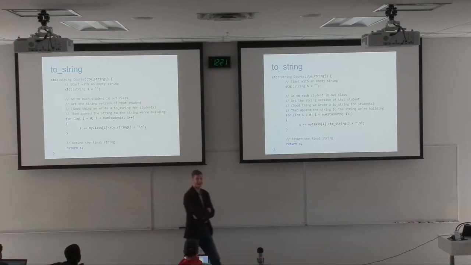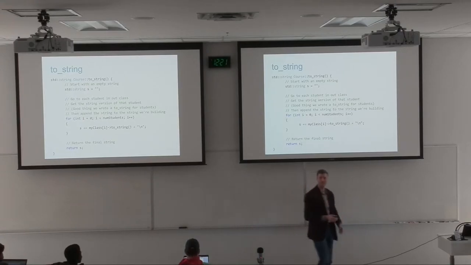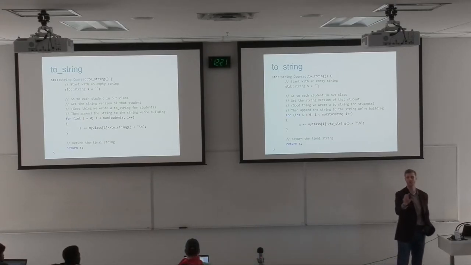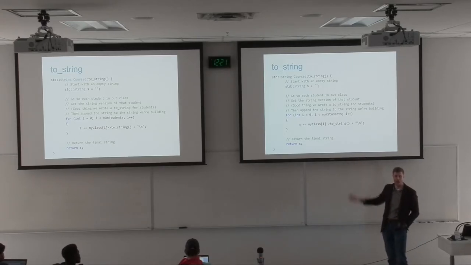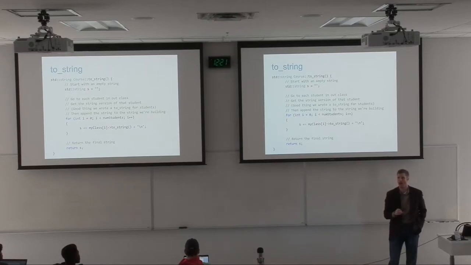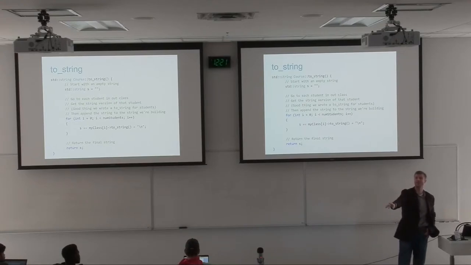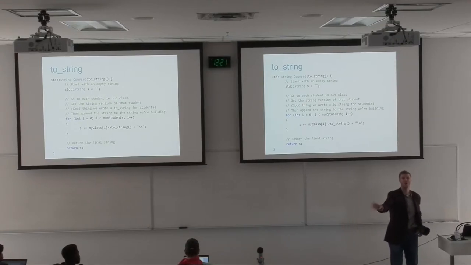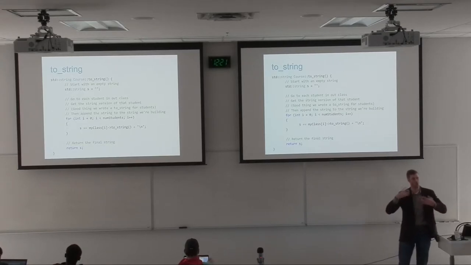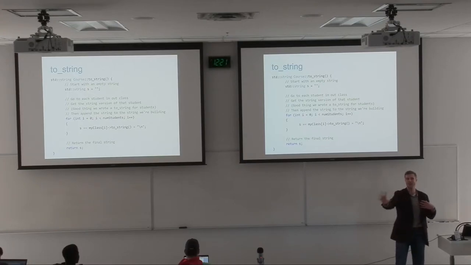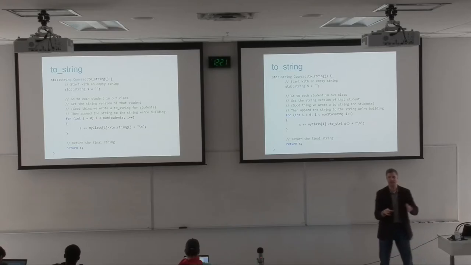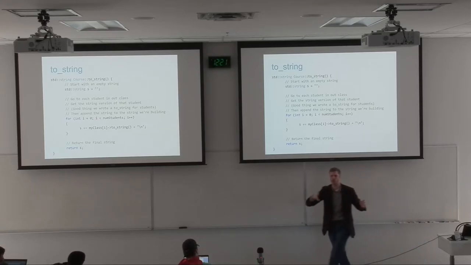Your mind blown, eh? So what am I doing? I'm saying, okay, let's start with a string. It's empty. Then I'm going to go to the very first student we have, the pointer to that student. And then I'm going to say, okay, individual student, give me the string version of you. Then I'm going to append that string version of that zeroth student to the course string. Then go to the next student, get their string version, and append. And so on. So I'm actually cascading the toStrings.